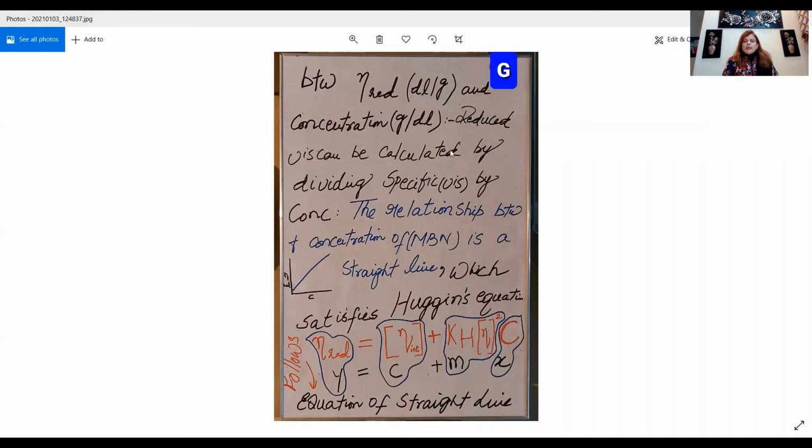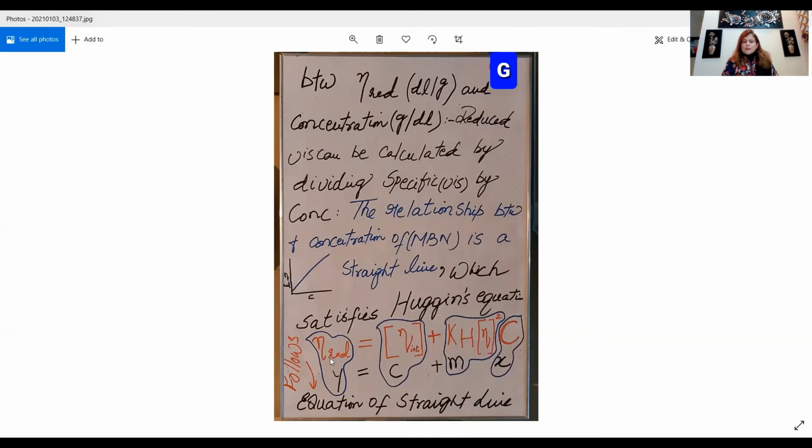Reduced viscosity can be calculated by dividing specific viscosity by concentration. You can see here a graph between reduced viscosity and concentration. The relationship between the concentration of ambient and reduced viscosity is a straight line, right? When we plot a graph between reduced viscosity and concentration, we get a straight line, which satisfied Huggins' equation.